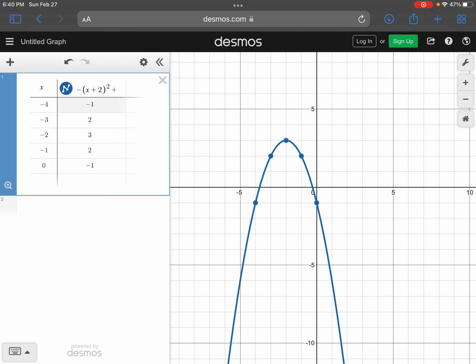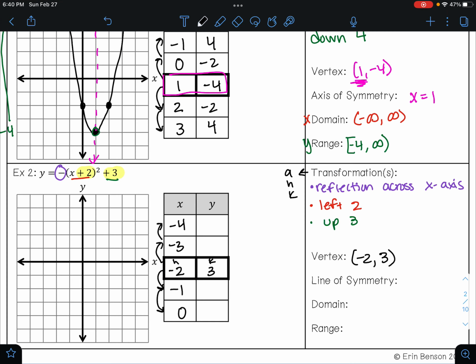So -1, 2, 3, 2, and -1. So now I can go ahead and graph that. So I'll have -4, -1, -3, +2, -2, +3, -1, 2, and 0, -1. So here is the graph of this parabola.